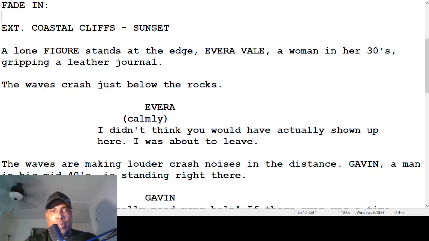A lone figure introduced, right? Holding that leather journal, right? The waves crash just below the rocks. That looks good, and that's a good vision there, right? It sounds like a good start. Calmly, right away, as you're eating that popcorn.